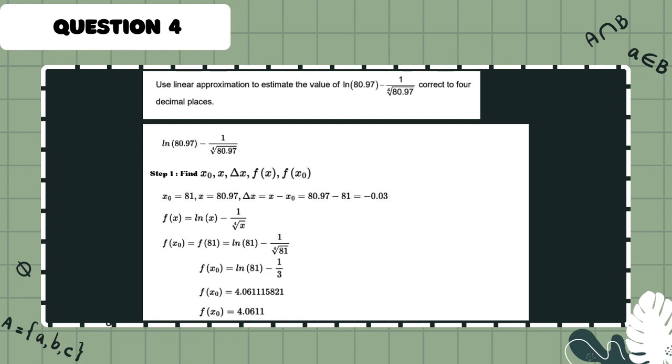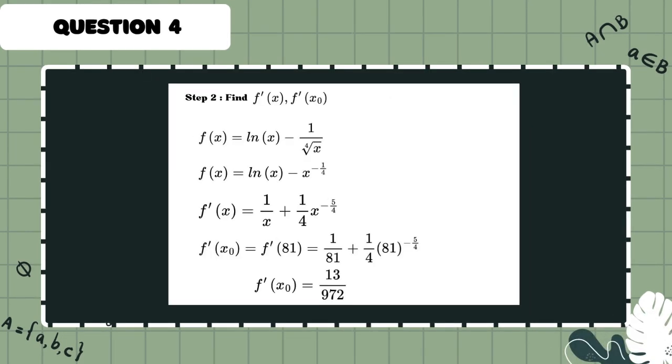The function we use is f of x equals ln x minus 1 over the fourth root of x. Next, we find f at x naught, so we calculate f of 81, which is ln 81 minus 1 over the fourth root of 81. The fourth root of 81 is 3, so the expression becomes ln 81 minus 1 over 3. After calculating, the result is 4.061115821, and we round it to 4 decimal places to get 4.0611.